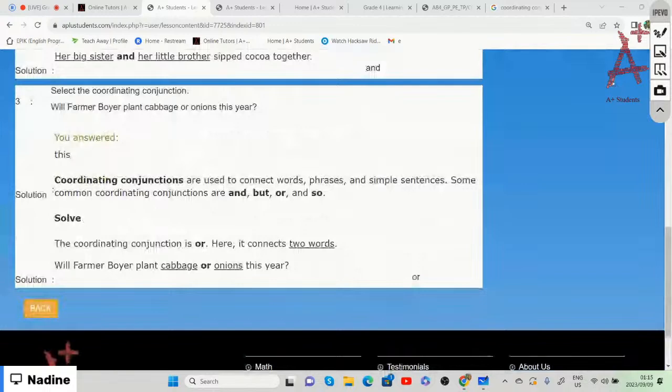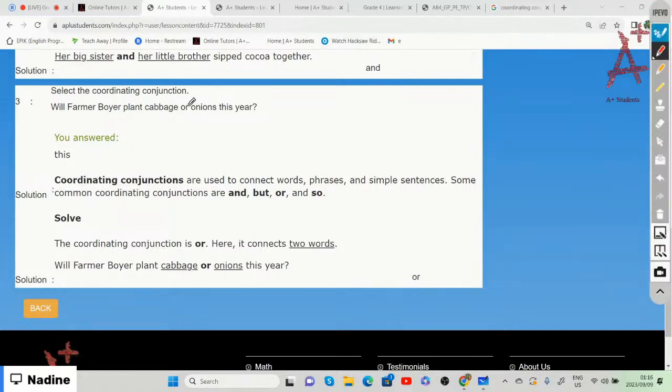Will Farmer Boyer plant cabbage or onions this year? So it's like either or. It's like options. So or, between cabbage and onions. It's like you either have an option between the cabbages or the onions.